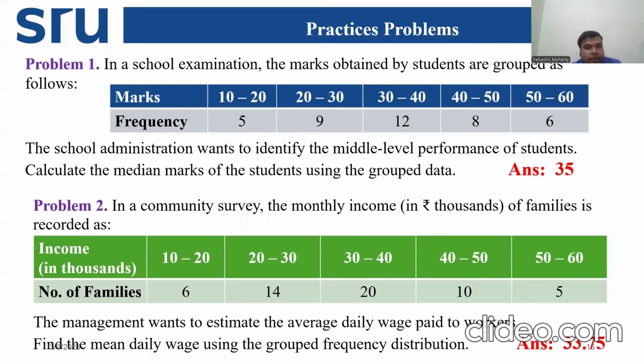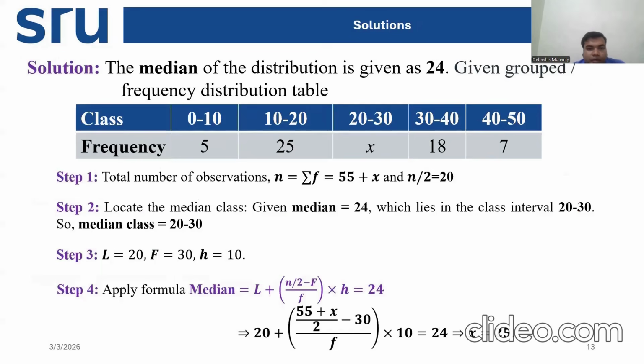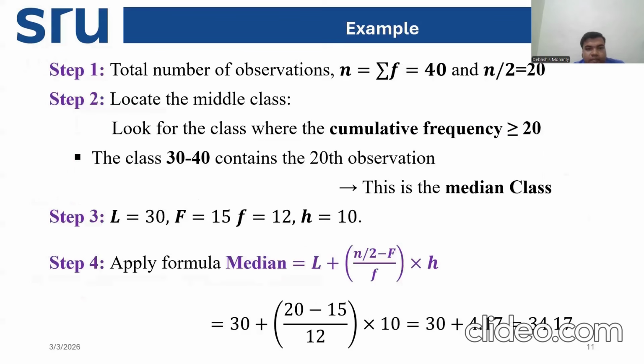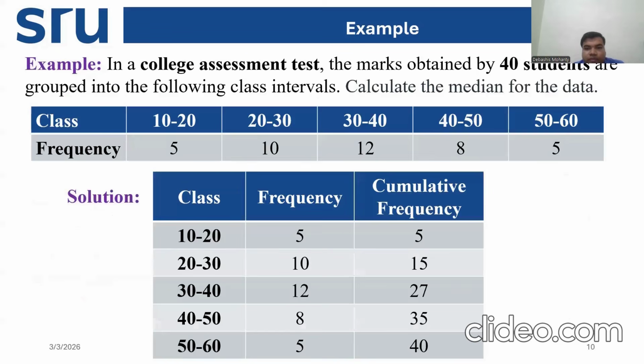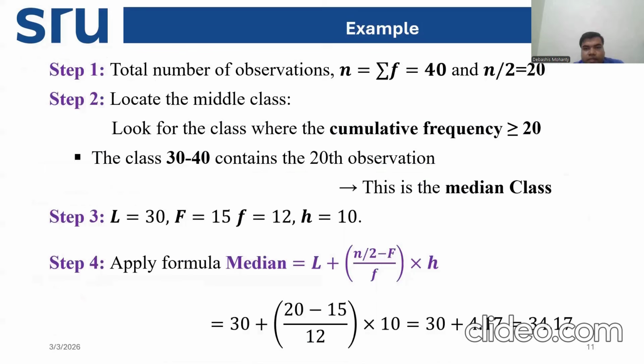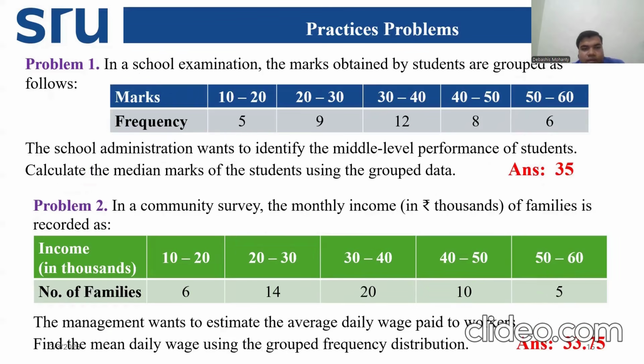So try to understand this question. What we need to do in that question? The marks are already given, so you need to see the median. We need to see the median class. How to calculate the median class? The N value is the summation of f, that is 40. Here it is given, so here we can find the median class.